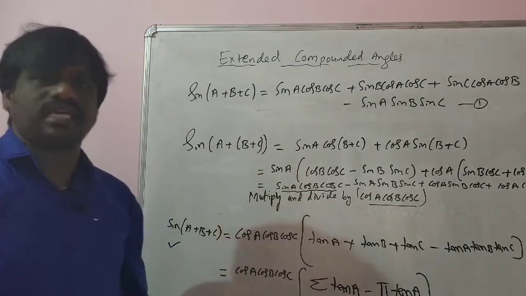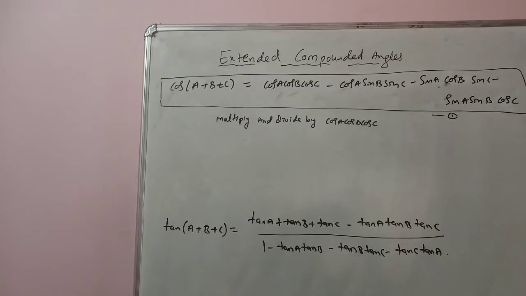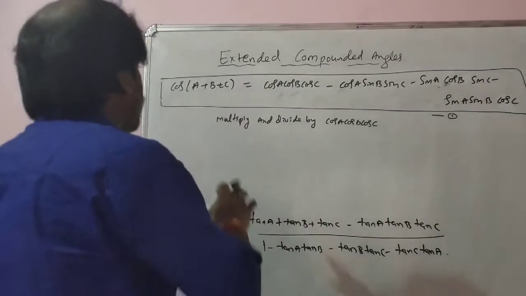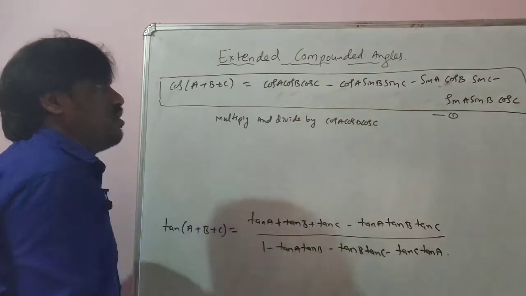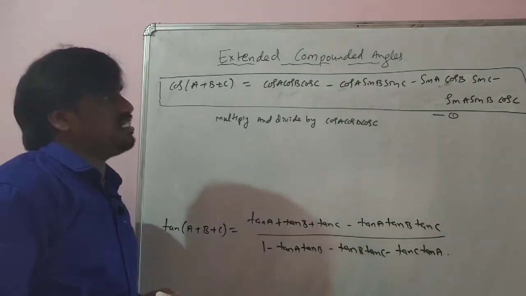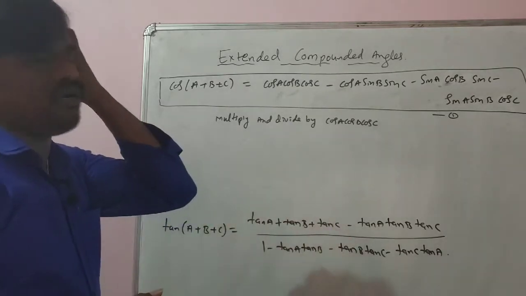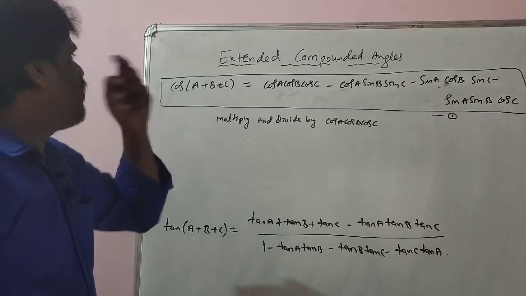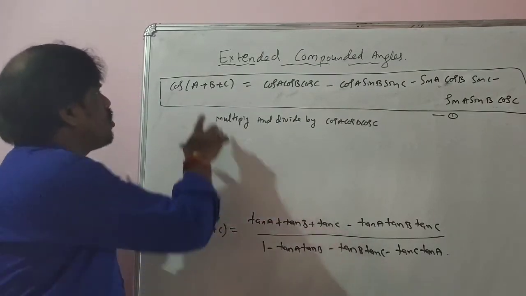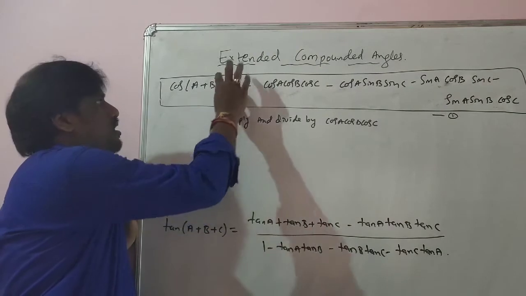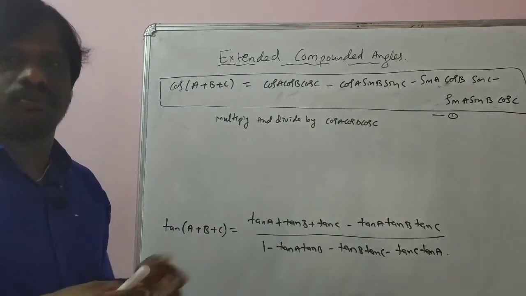Now we have learned sine, let us go for the cos. Let us discuss some more formulas. So cos(A+B+C) is equal to cos A cos B cos C minus cos A sin B sin C minus sin A cos B sin C minus sin A sin B cos C. This is the formula for cos(A+B+C). You can take B plus C as B and do the formula, and you get it the same way as the proof above.